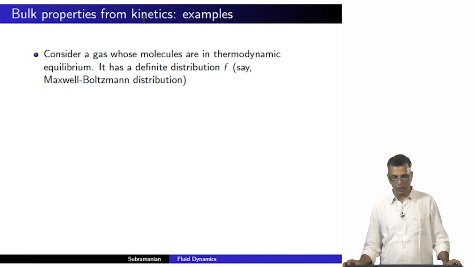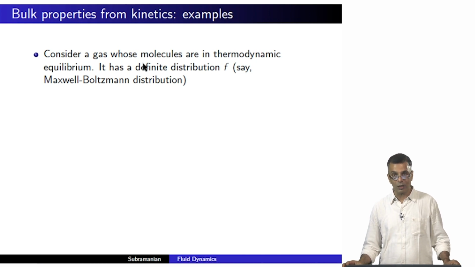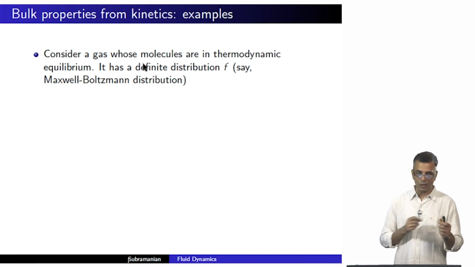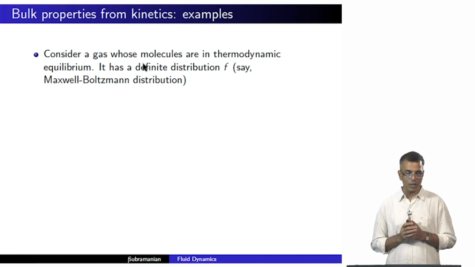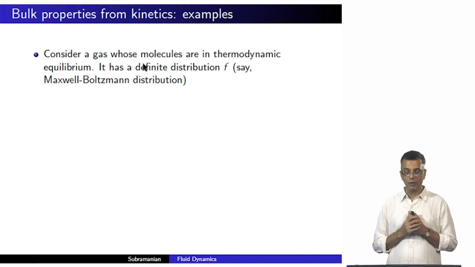So to expand on that just a little bit, here is an example of bulk properties from the microscopic kinetics. Consider a gas whose molecules are in thermodynamic equilibrium, in that you can ascribe a definite temperature to it. The molecules have been bouncing around each other for a long time and have established an equilibrium amongst each other. And a consequence of this is that the molecules have a very definite distribution, f. By distribution I mean, say, the Maxwell-Boltzmann distribution.